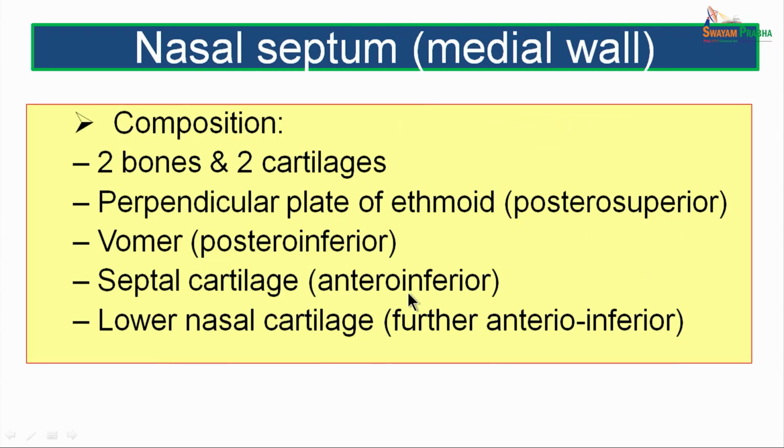Let us now see the medial wall or the nasal septum. The nasal septum is composed of two bones and two cartilages. The two bones are the perpendicular plate of ethmoid bone postero-superiorly and postero-inferiorly is the vomer. The two cartilages, the septal cartilage antero-inferiorly and the lower nasal cartilage further antero-inferiorly.